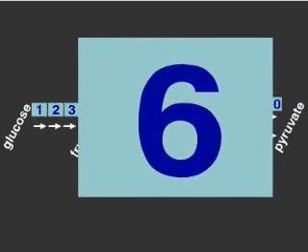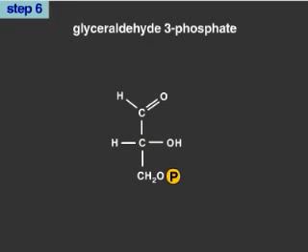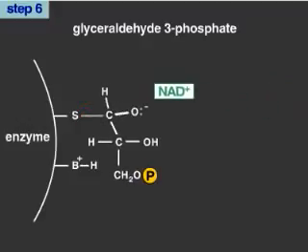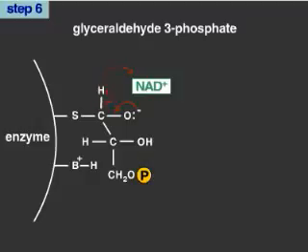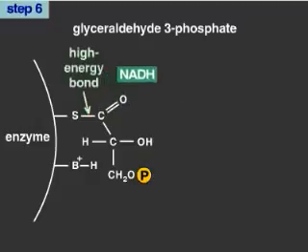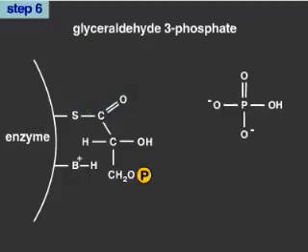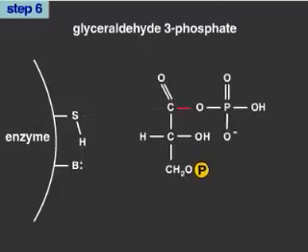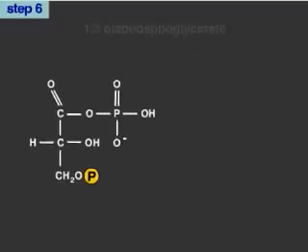In step 6, the enzyme glyceraldehyde 3-phosphate dehydrogenase uses NAD to oxidize glyceraldehyde 3-phosphate. The resulting molecule is connected to the enzyme by a high-energy thioester bond. A molecule of inorganic phosphate displaces the high-energy thioester bond, forming a high-energy acyl anhydride bond. The resulting molecule is 1,3-bisphosphoglycerate.